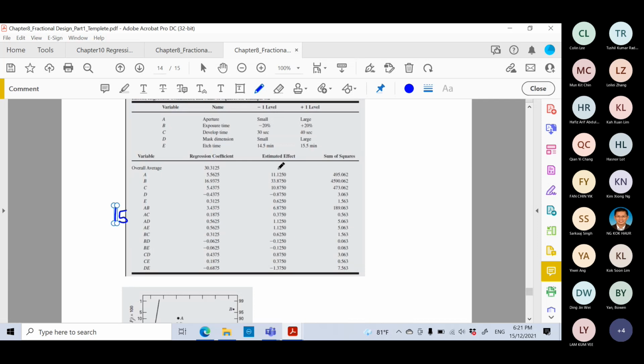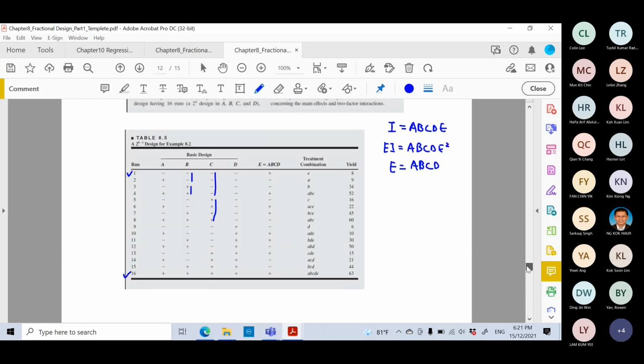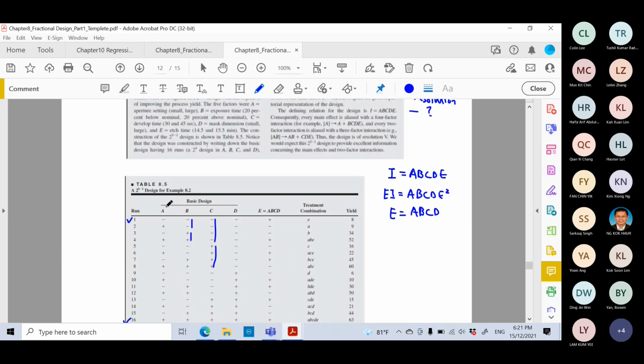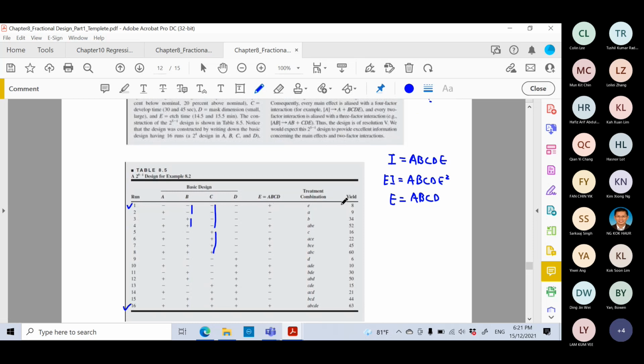So how do we calculate the effects? You can use the plus and minus signs from the data set here. For the effect of A, you can use minus the 8 plus the 9 minus the 34 and so on. You can calculate the contrast of A. After that, you divide it by the number of replicates, which is 1, then divide it by 2 to the power of k minus p. Then you will get the effect for the first one.